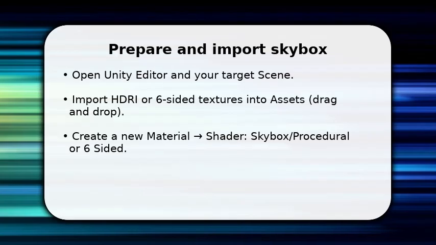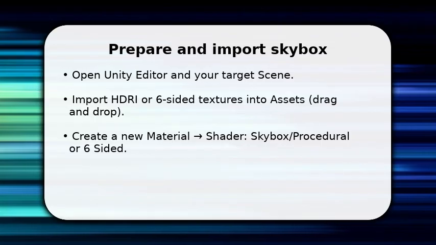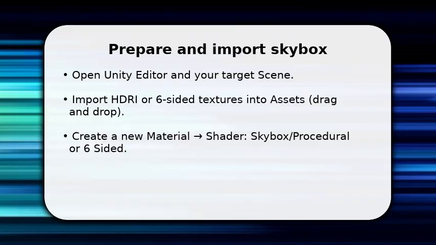You start by importing the sky assets into your project. This is faster than creating them later. Create a new material and assign a skybox shader. Choose procedural for adjustable atmosphere or 6-sided for cube maps. Once done, assign textures to the material slots or tweak sun size and exposure for procedural.